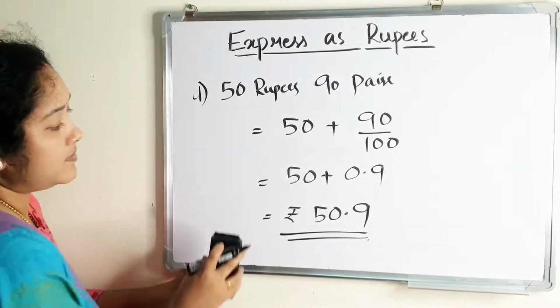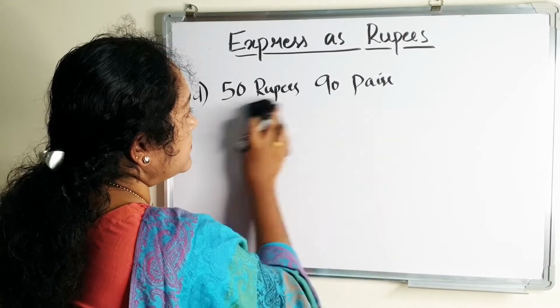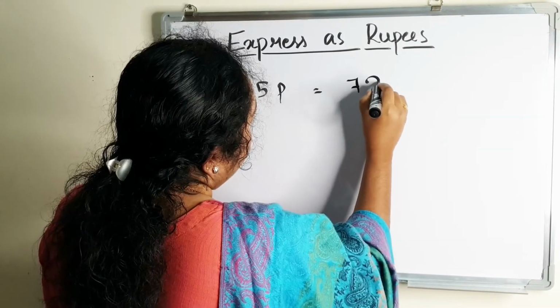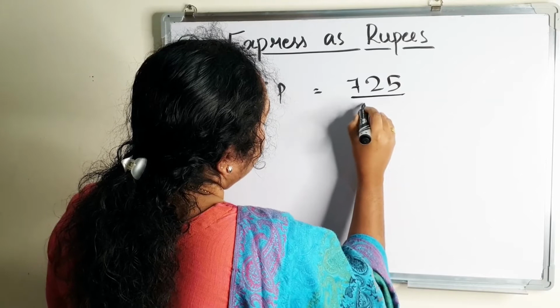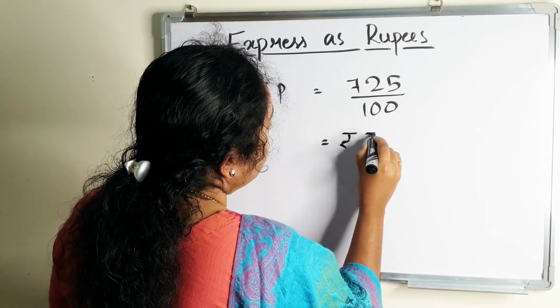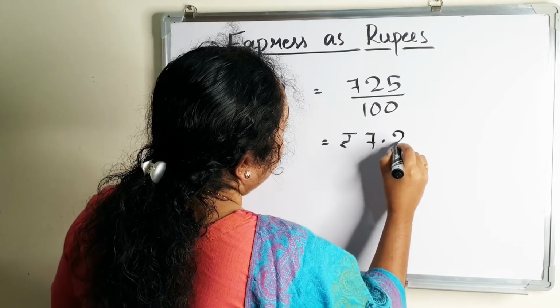Next question, 725 paise. That is equal to 725 divided by 100, which is equal to rupees 7.25.